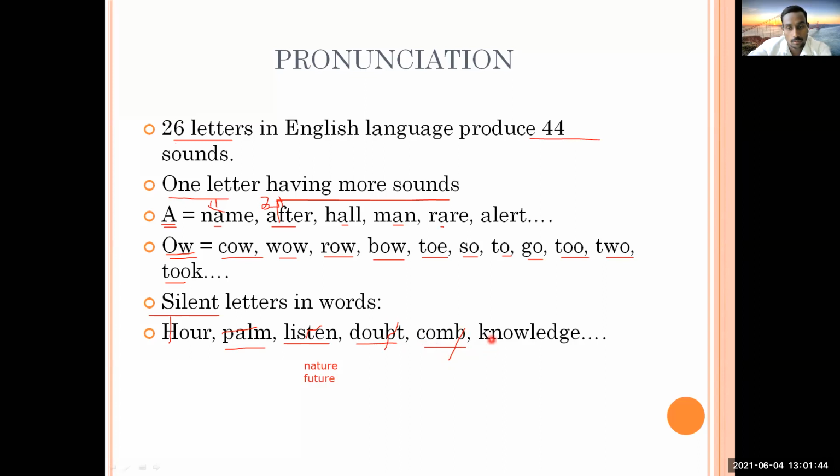Knowledge. K is silent. Only K is silent? D is silent also. So we call it knowledge. So this way you have to understand this pronunciation. Now all of you know that these are the silent letters, and so you know it and you pronounce it.